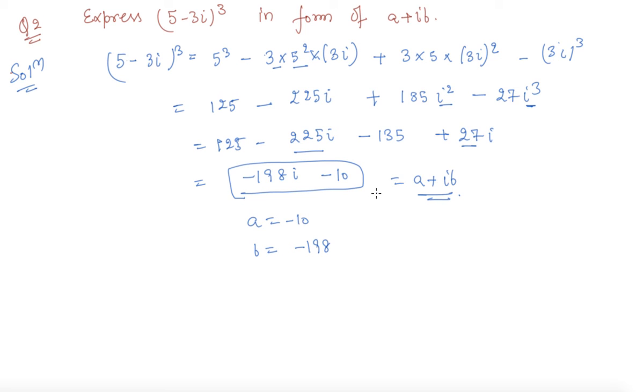I hope that you guys are pretty clear about the power of iota and the identities based on complex numbers. And if you still have any doubt or any question on this, then please do comment in the comment section. In the next lecture, we will discuss the modulus and the conjugate of a complex number.